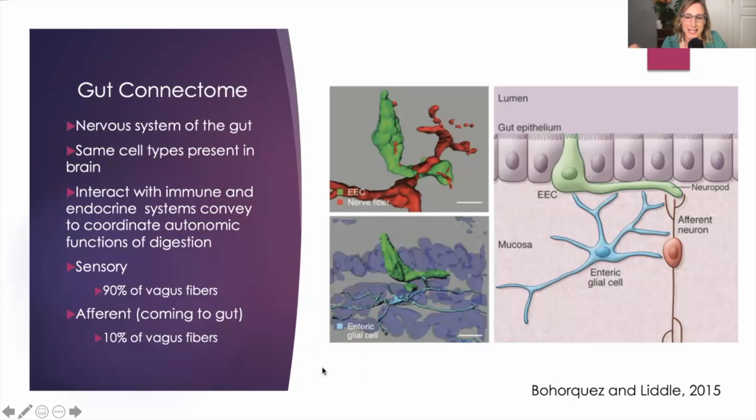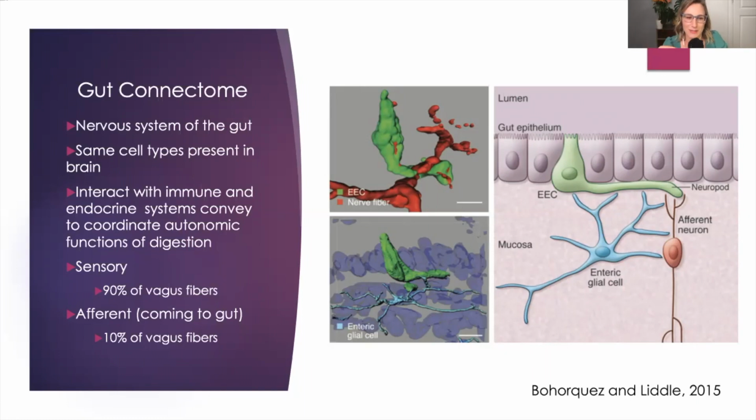All right, the gut connectome. This is the neuropod. I love this. This paper came out in 2015. So yes, the giant nervous system of the gut, same cell types as in the brain. They interact with the immune and endocrine systems, and then they help your body coordinate that autonomic function of digestion.